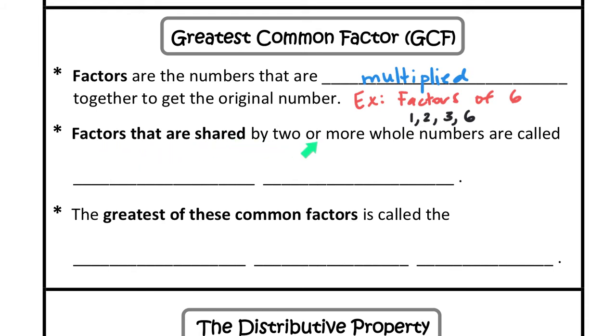Factors that are shared by 2 or more whole numbers are called common factors. And then the greatest of these common factors is called the greatest common factor.